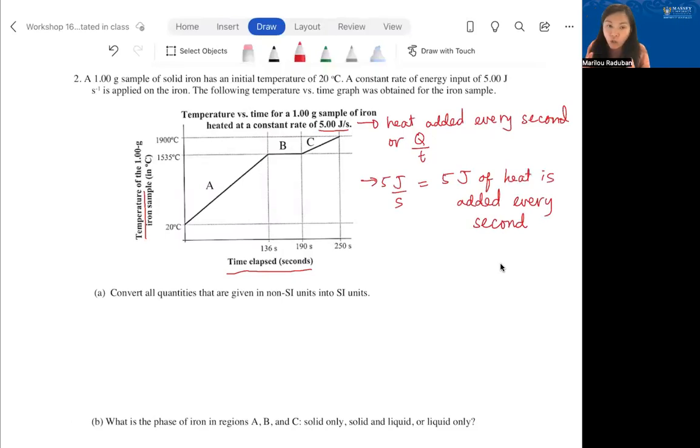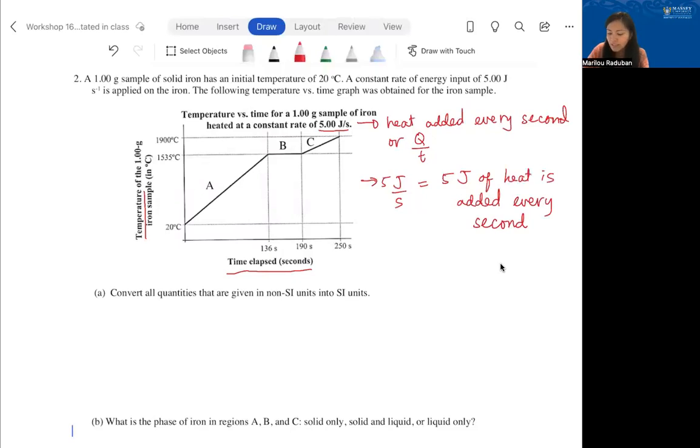By looking at how long you're adding heat to the iron, you will be able to figure out how much heat you've added, right? So for example, if you've added heat for 2 seconds, then the total heat that was added was 10 joules, right? Because 5 joules is added every second, which means after 2 seconds, 10 joules would have been added to the iron sample. So I just wanted to point that out, because the graph is presented in a different way in the worksheet, but the analysis of the situation would still be the same.